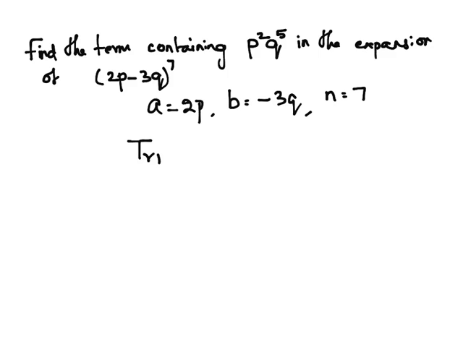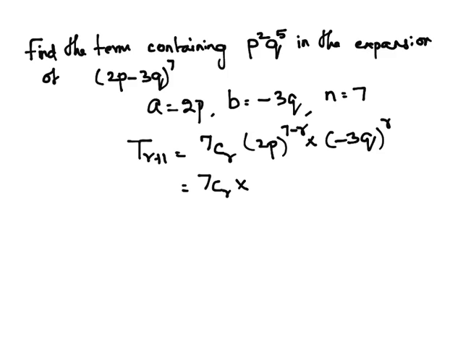The general term t(r+1) equals nCr, which is nothing but 7Cr. Next is a power n minus r, which is (2p) power 7 minus r, multiplied with b power r, which is (minus 3q) raised to r. So let me simplify it further. I'll get 7Cr multiplied with 2 power 7 minus r into p power 7 minus r into (minus 3) power r into q power r.